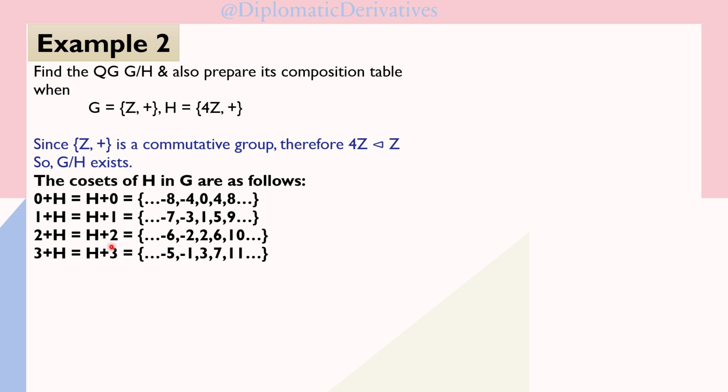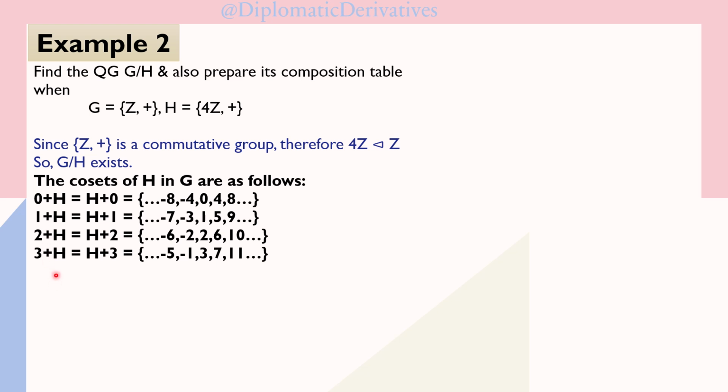Now what are you going to do in 4Z? What is 4Z? It means multiples of 4. So it will be 0, 4, 8, 12 and so on, and on the negative side it will be -4, -8, -12 and so on. First you take 0. 0 plus h will give you the same group as it is. 1 plus h will give you, you add 1 to each element: 0 becomes 1, 4 will become 5, 8 will become 9, -4 will become -3, -8 will become -7. Then you keep doing this with 2, and then with 3.